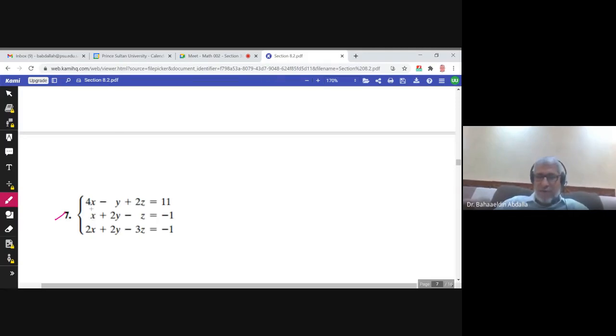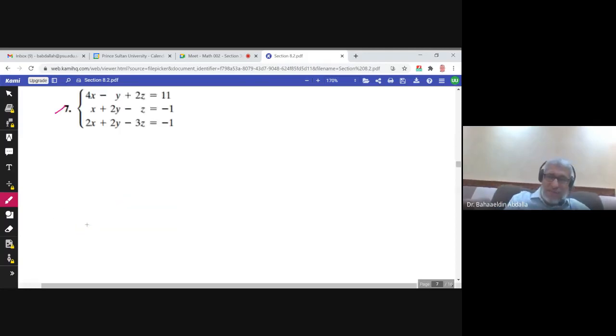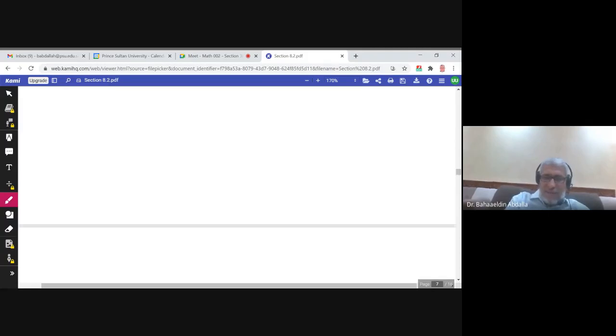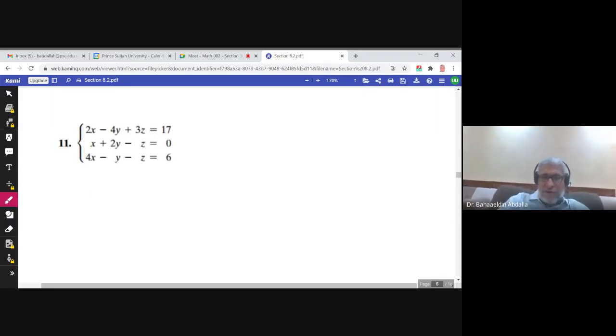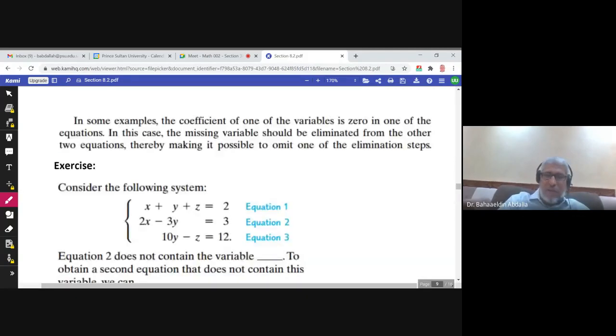So for example, 1 with 2, I can multiply equation 2 by negative 4, x would be eliminated. 2 with 3, I can multiply equation 2 by negative 2, x again would be eliminated. So in 7, you can eliminate whatever variable you like. Here also, it's easy. Please eliminate one of the variables.